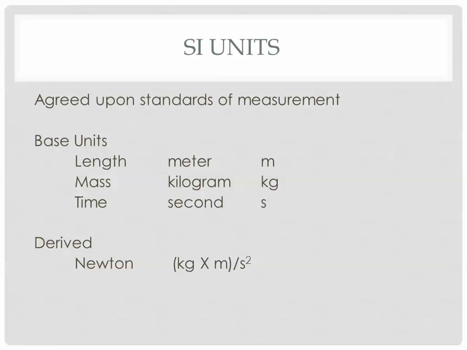In this course, we will encounter many derived units. One derived unit is the Newton, a measurement of force. Notice that the Newton is defined in terms of base units. So here the Newton is kilogram times meters per second squared. Another derived unit that uses the base units is velocity. Velocity is measured in meters per second. Again, notice that we've used 2 base units to create a new derived unit.